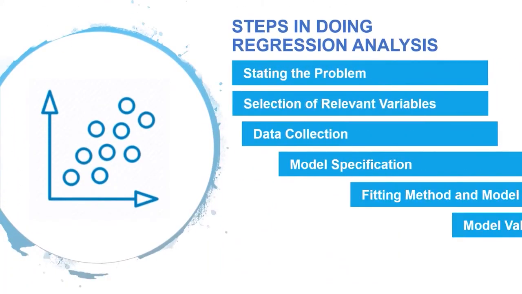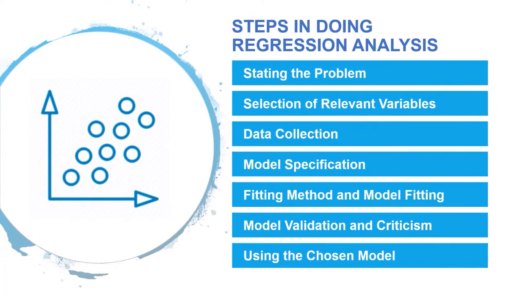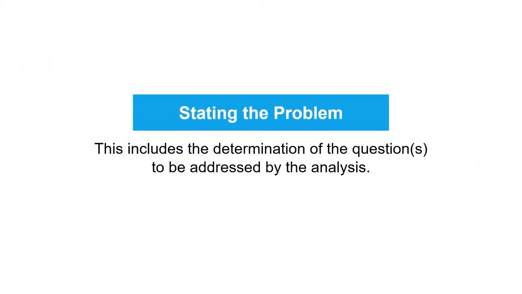Regression analysis includes the following steps: stating the problem, selection of potentially relevant variables, data collection, model specification, choice of fitting method and model fitting, model validation and criticism, and using the chosen model. Let's first discuss the first step, stating the problem.